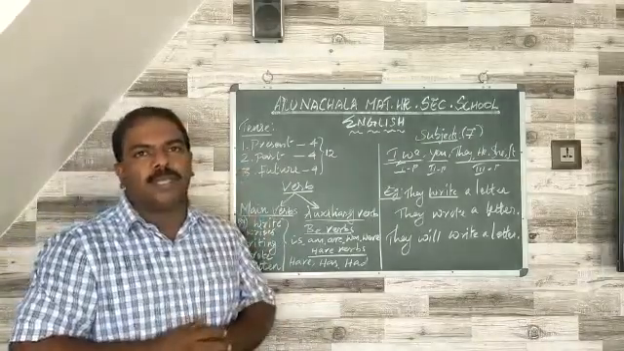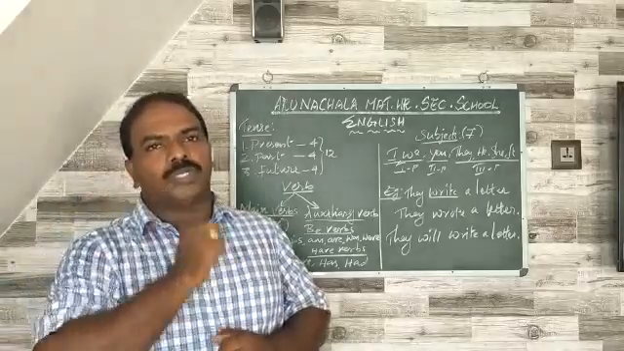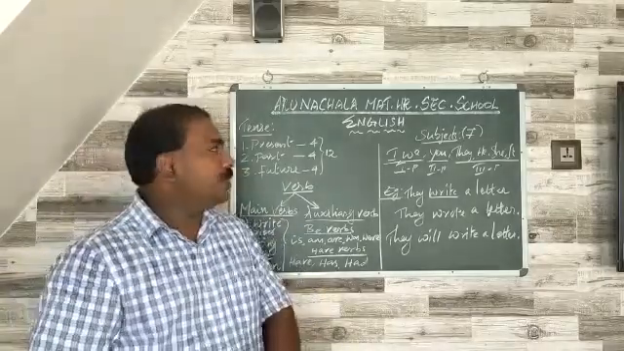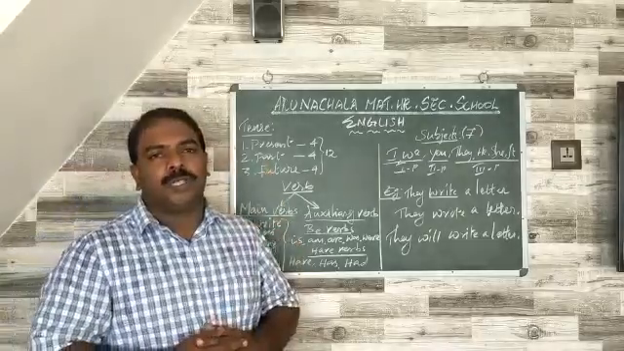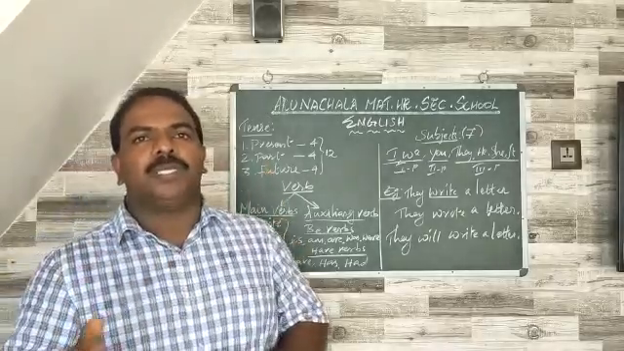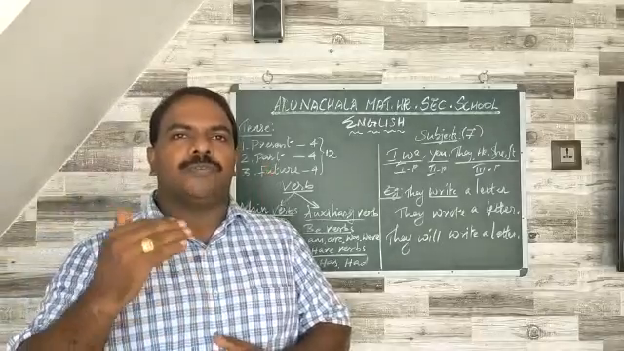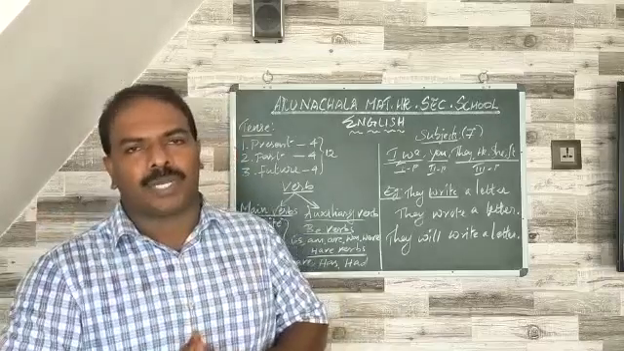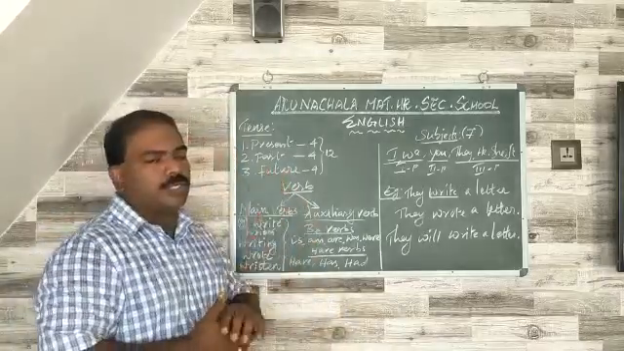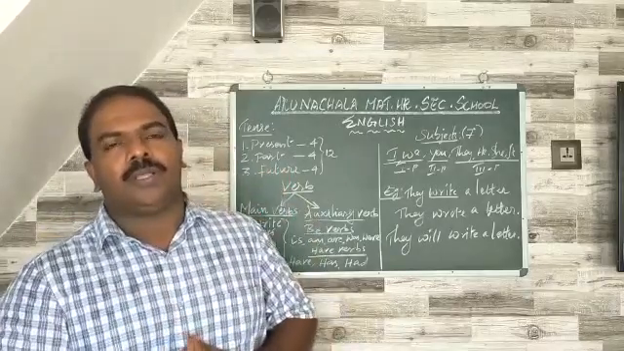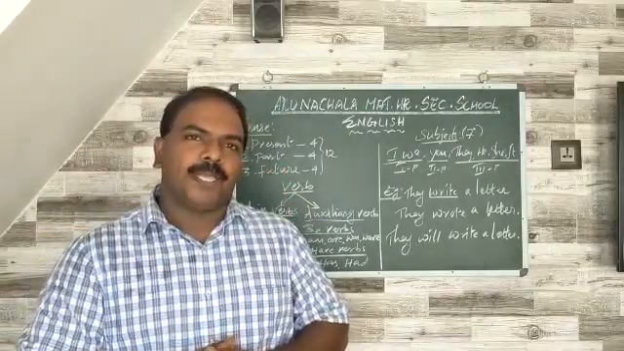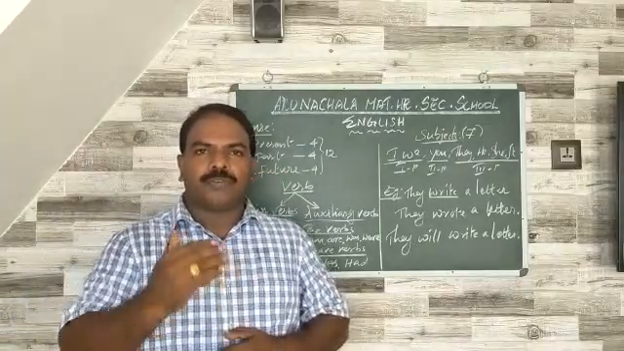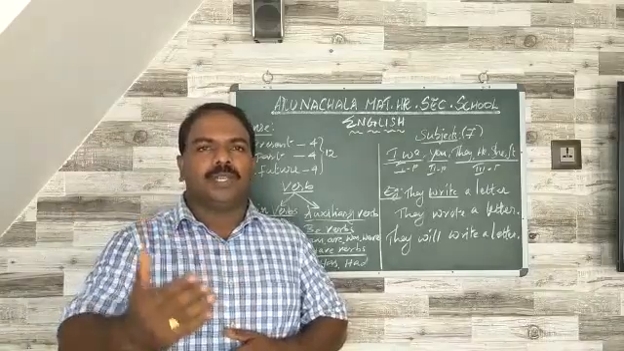Each of the topics has four important sub-topics. What are they? The first one, present, is also classified into four: simple present, present continuous, present perfect, present perfect continuous. Each one has four types. Like that, the next one is past tense. The past tense also has four types: simple past tense, past continuous tense, past perfect tense, then past perfect continuous tense.